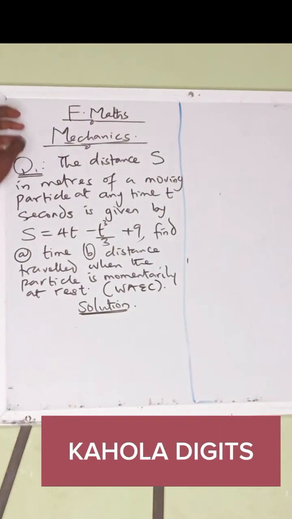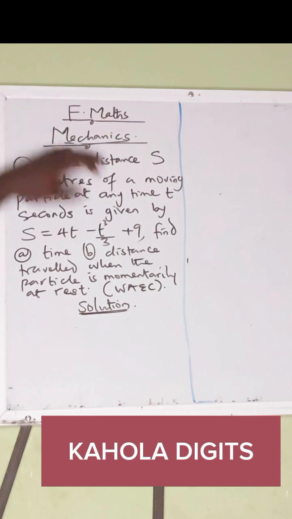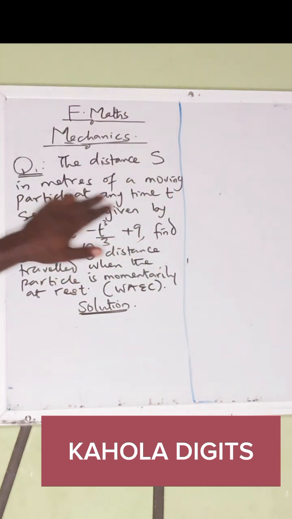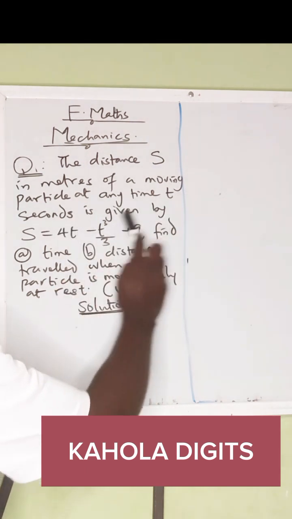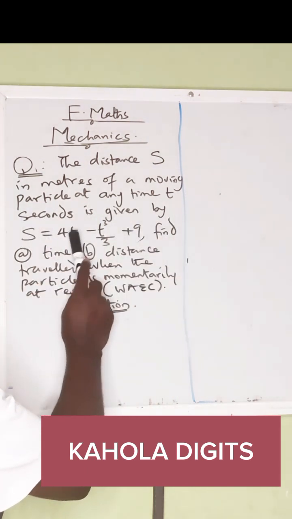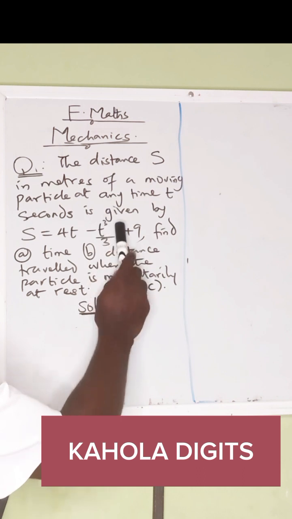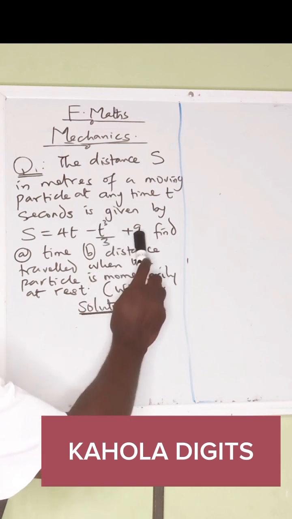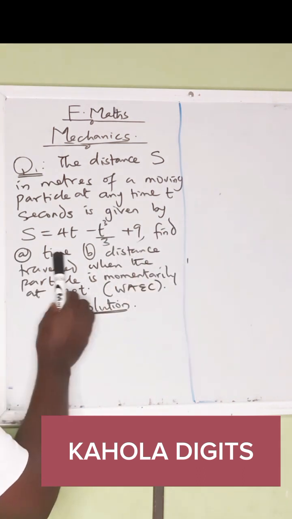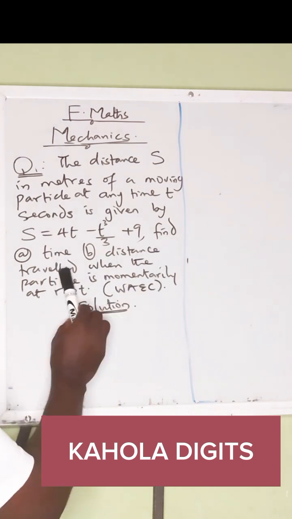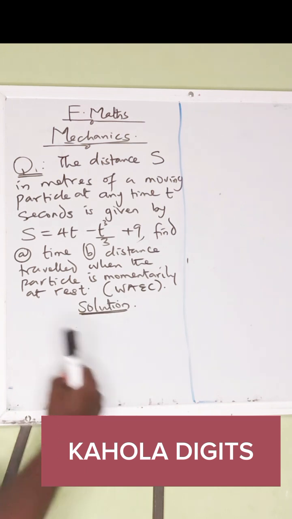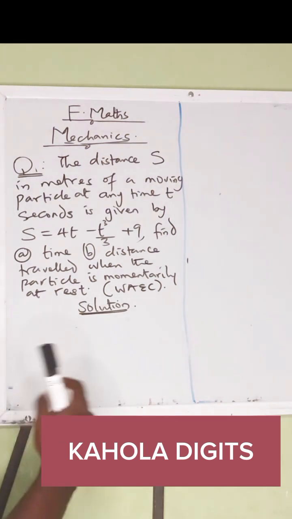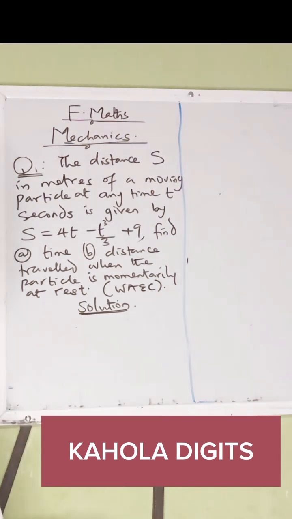Let's solve this further math mechanics question together. The distance x in meters of a moving particle at any time t seconds is given by x equals 4t minus t^3/3 plus 9. We have to find (a) the time and (b) the distance traveled when the particle is momentarily at rest.